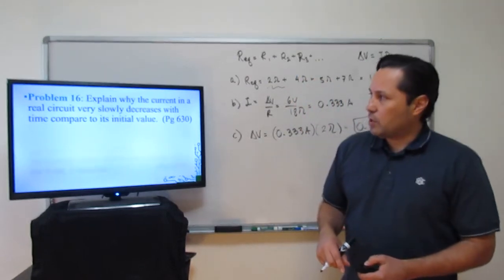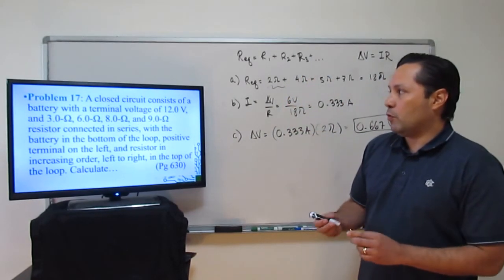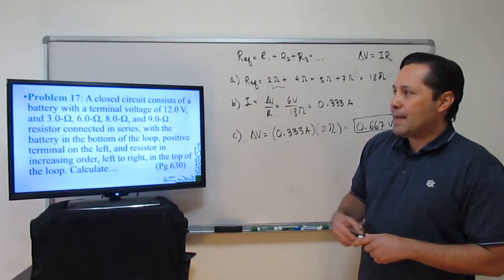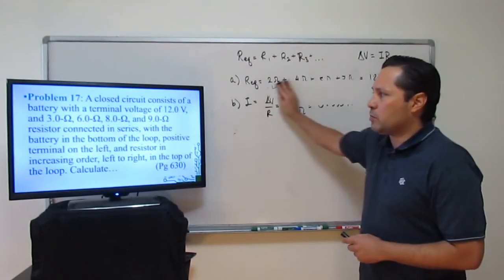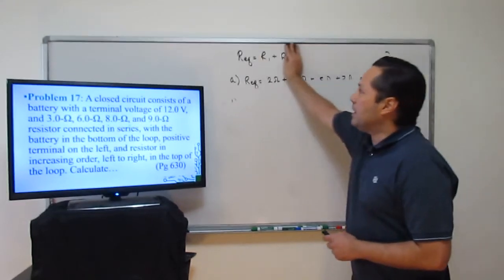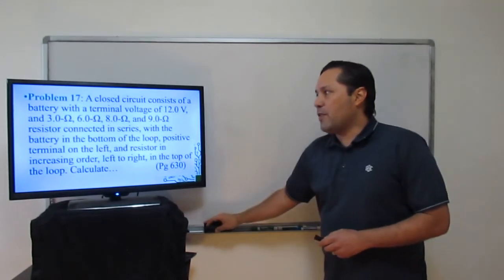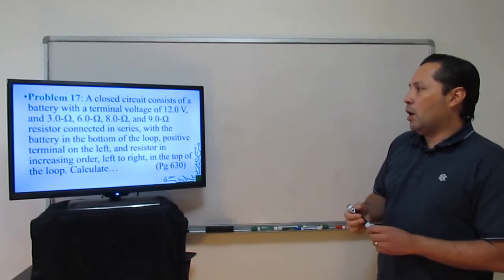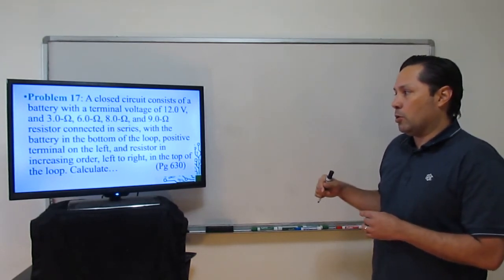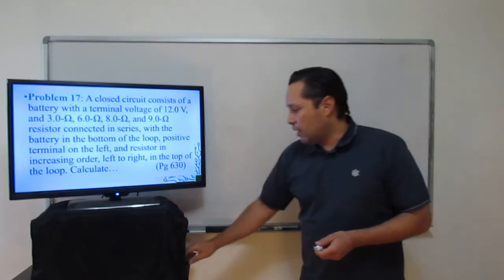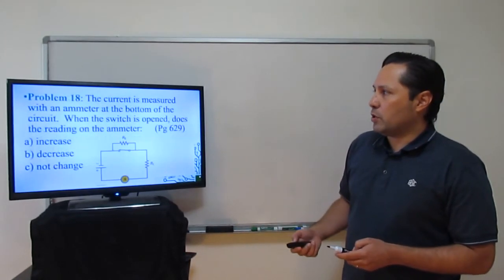Alright, next problem, number 16, they ask you the following. It says a closed circuit consists of a battery with a terminal voltage of 12 volts and the following resistors: 3 ohms, 6 ohms, 8 ohms, and 9 ohms, connected in series. With the battery at the bottom of the loop, positive terminal to the left, and the resistors in increasing order, left to right, on the top of the loop. Calculate the equivalent resistance of the circuit.